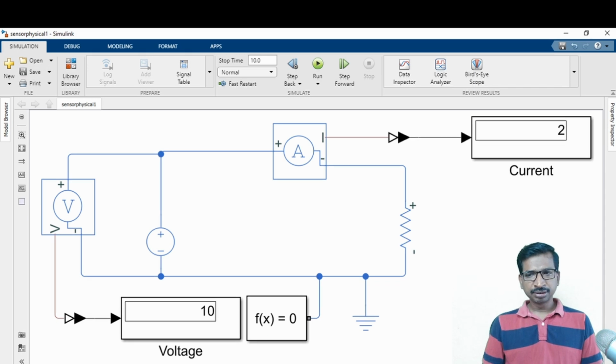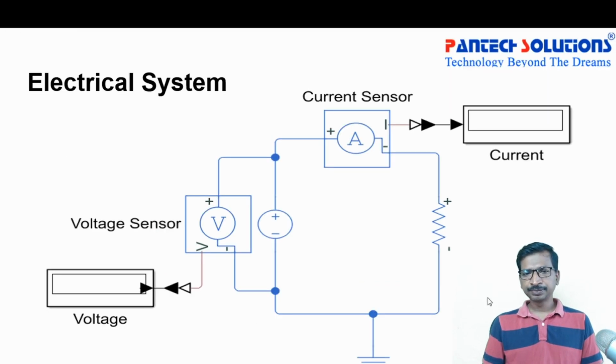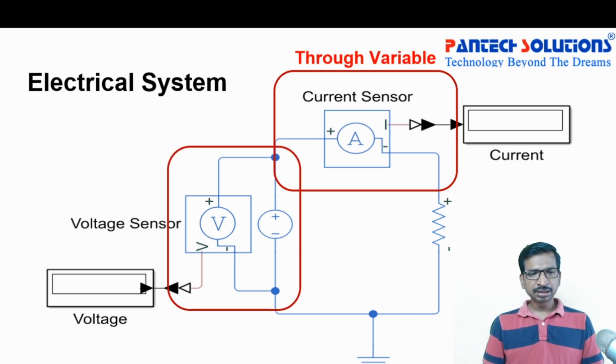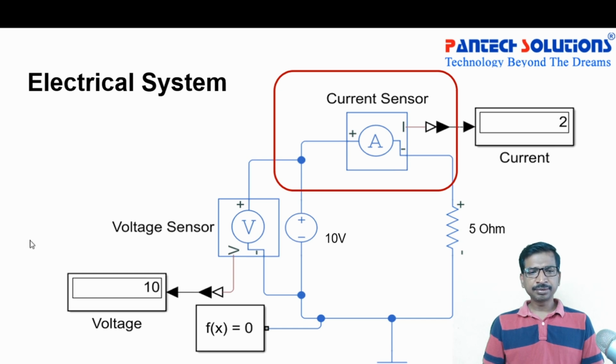And let us come to this presentation. So this is the current sensor and then the voltage sensor. If you connect them, then we may get the exact values of current and voltage.